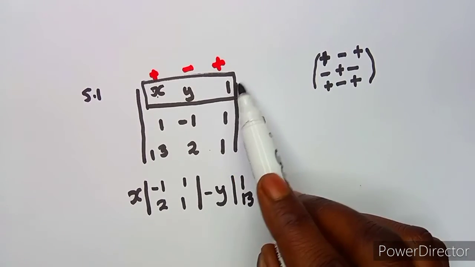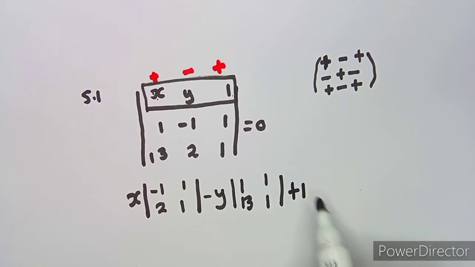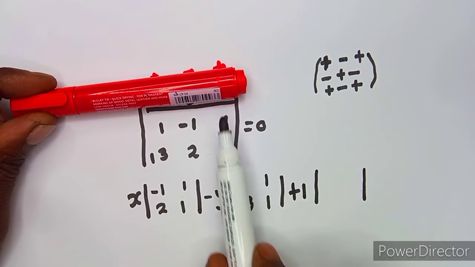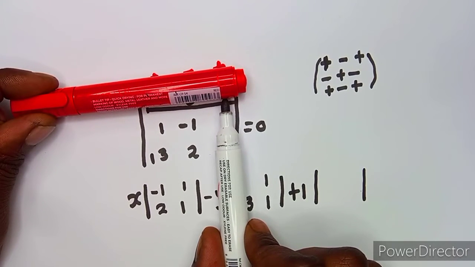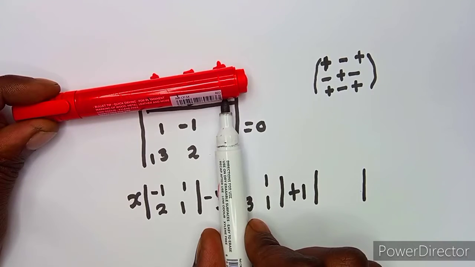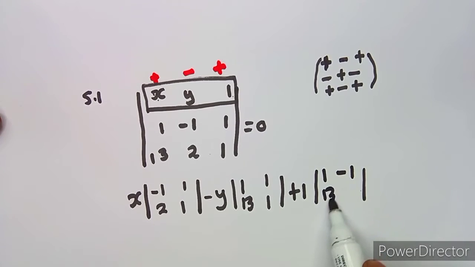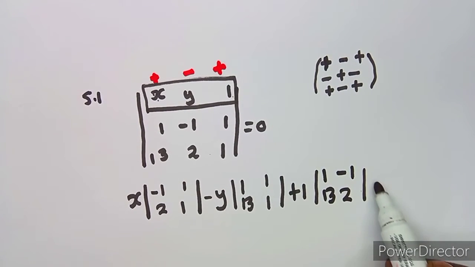Plus, this is plus 1. You do the same: close the row where there is 1 and the column where there is 1. As you can see, we are left with 1, minus 1, 13, and 2, which is equal to the determinant that we are given, which is 0. So it's like you have created an equation where you have to solve for x and y.